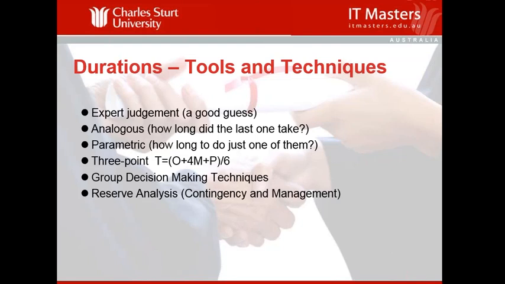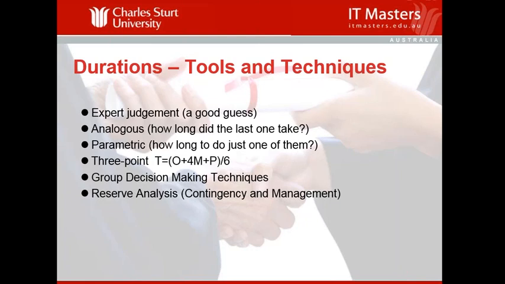What are the tools and techniques associated with estimating? Expert judgment, that means that you can make a good guess based on your expertise. Analogous is how long did the last one take? We built a hospital, so for a similar hospital, it might take us the same length of time. Parametric, how long did it take us to put in 100 bricks? Let's say we need to put in 200 bricks, how long is it going to take for those 200? 3-point estimate, you take the most optimistic, plus 4 times the most likely, add the most pessimistic, divide all that by 6, and that gives you an estimate. And that's called the 3-point estimate.